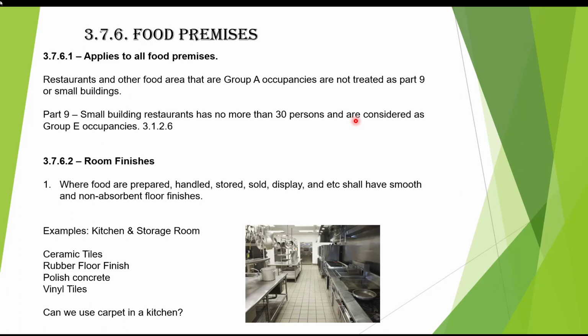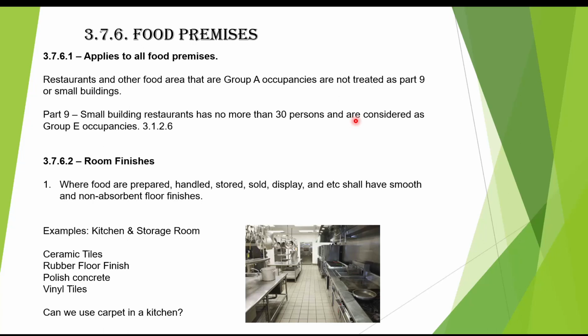So, before we begin, please turn to your OBC at page 178 or the mention codes at the top. So 3.7.6.1 applies to all food premises. Restaurants and other food areas that are Group A occupancies are not treated as Part 9 or small buildings.